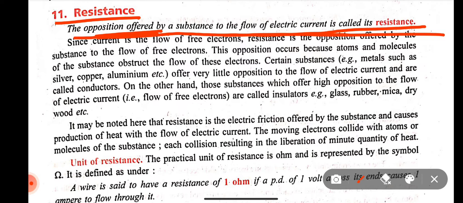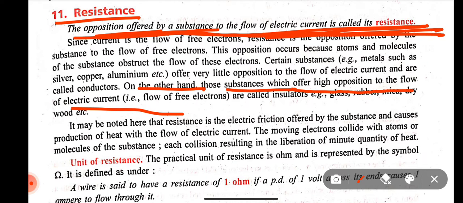Okay, but this is a competition book. We should know what resistance is, right? If we have the knowledge, then we can tick the correct option in the exam. So opposition by any substance in the flow of current is known as resistance. On the other hand, those substances which offer high opposition to the flow of electric current are called insulators.